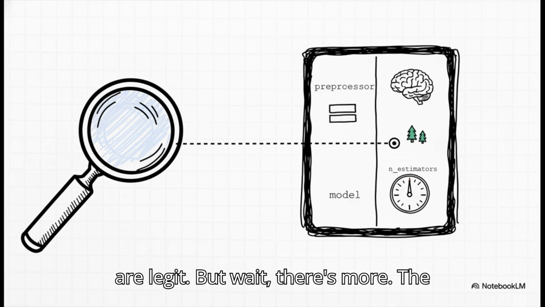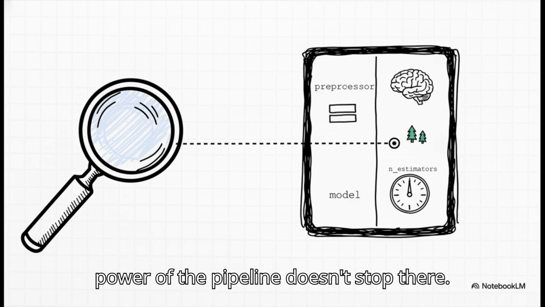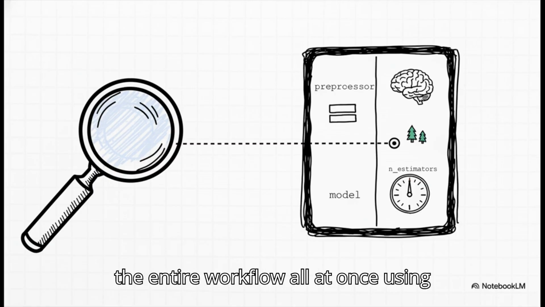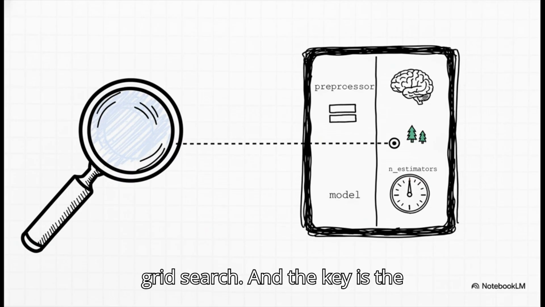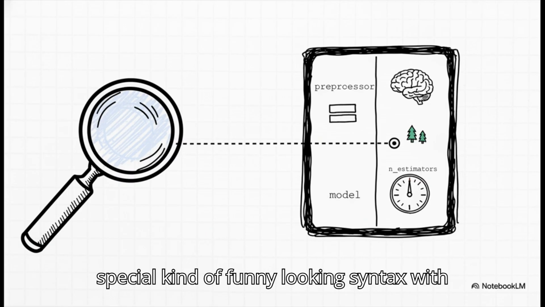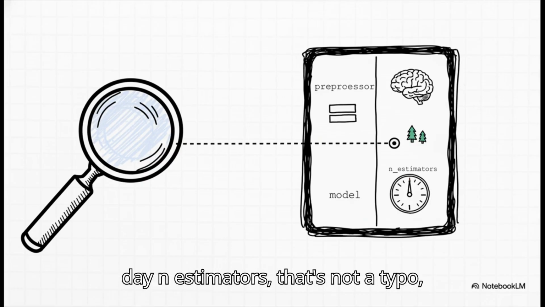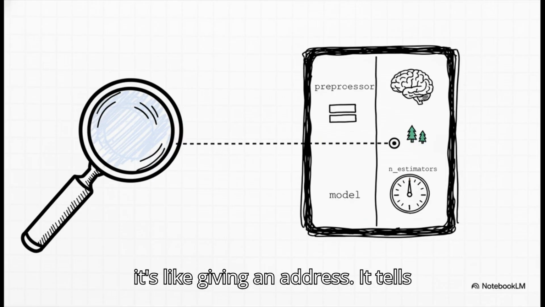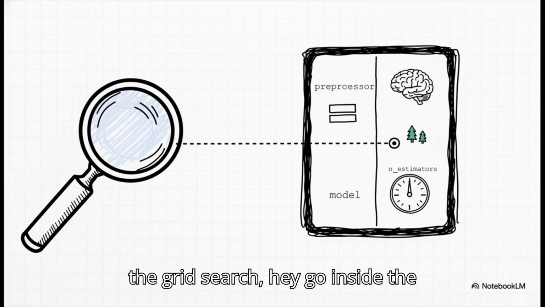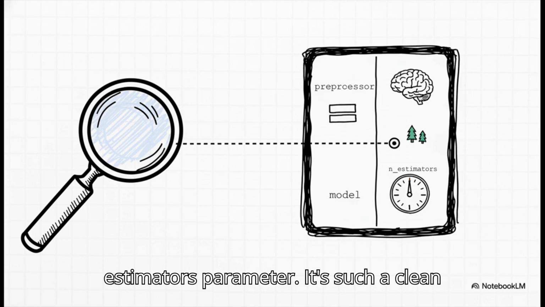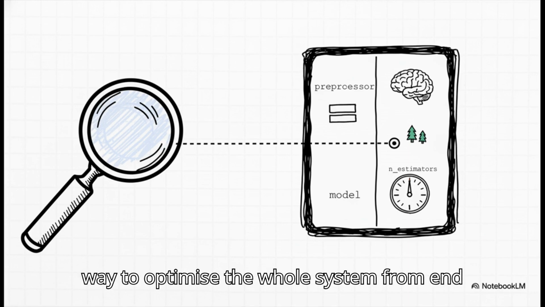But wait, there's more. The power of the pipeline doesn't stop there. We can tune the hyperparameters for the entire workflow all at once using grid search. And the key is the special, kind of funny-looking syntax with the double underscore. See where it says classifier__n_estimators? That's not a typo. It's like giving an address. It tells the grid search, hey, go inside the pipeline, find the step I named classifier, and start tuning its n_estimators parameter. It's such a clean way to optimize the whole system from end to end.